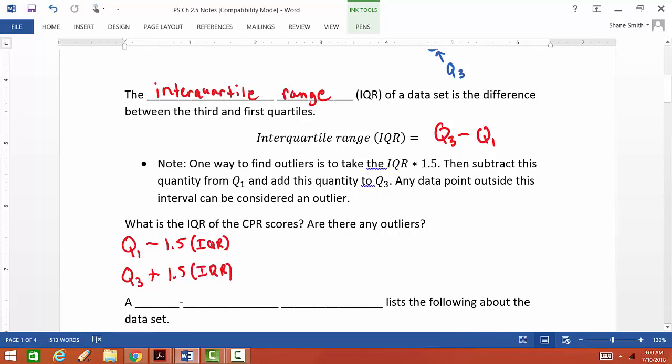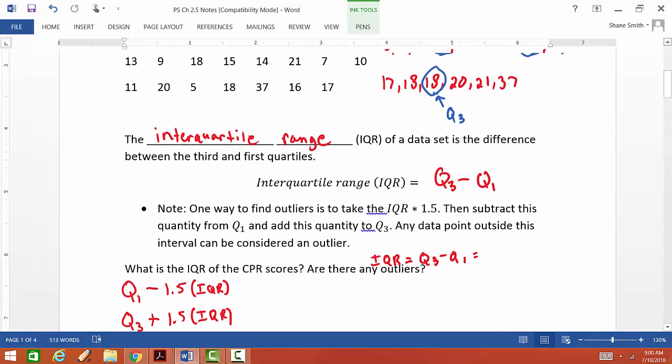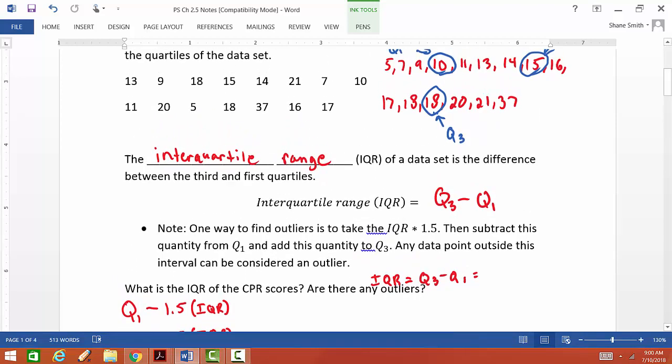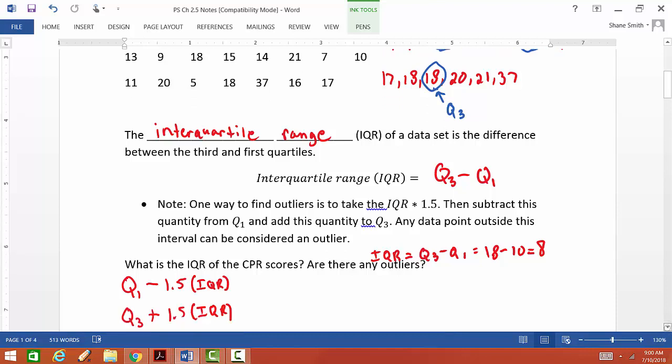So just a note here for this problem, the IQR is the third quartile minus the first quartile, which is going to be 18 minus 10, right? Because 18 was our third and 10 was our first. So it looks like our interquartile range is 8.